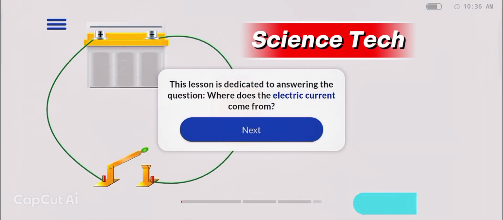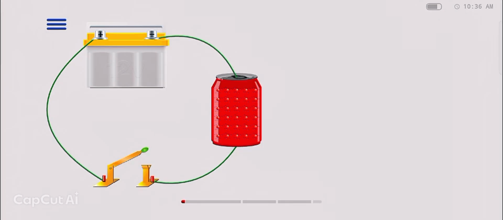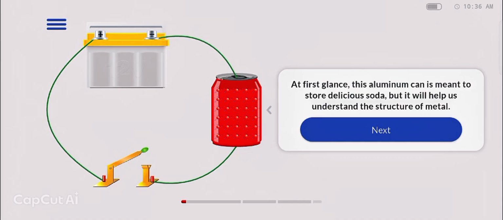This lesson is dedicated to answering the question, where does the electric current come from? At first glance, this aluminum can is meant to store delicious soda, but it will help us understand the structure of metal.